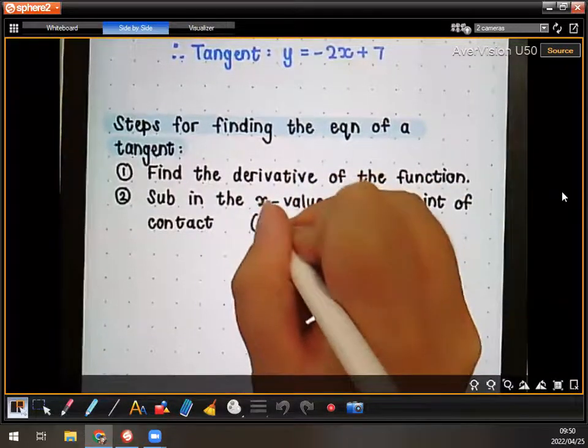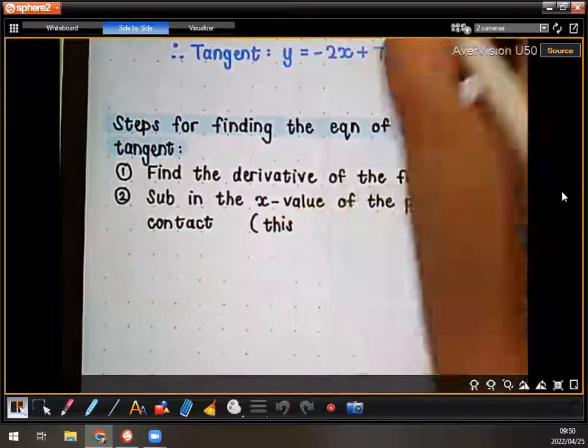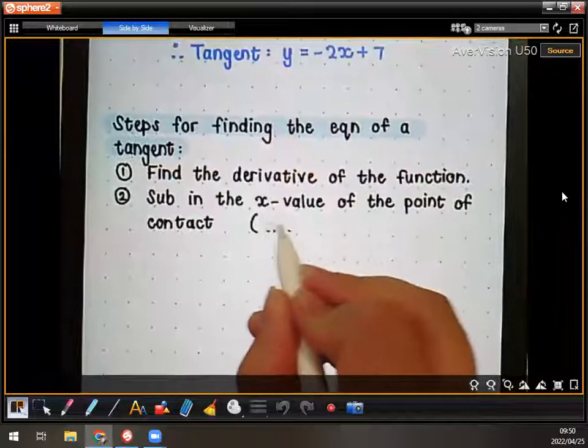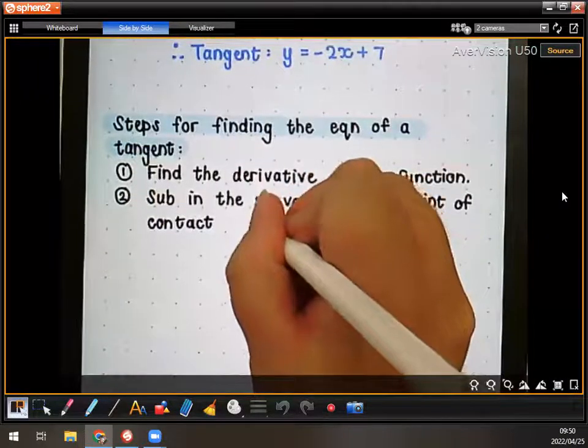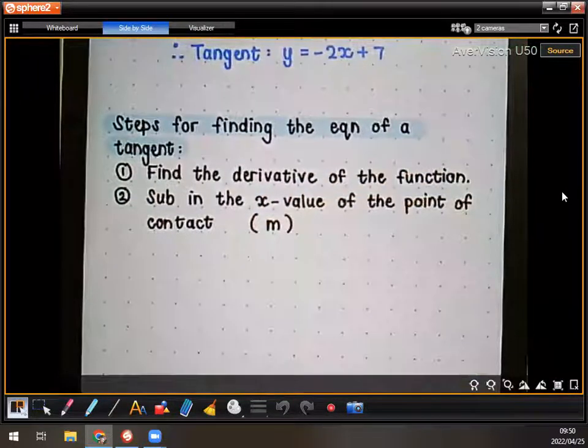And then this, no, I think not write it like that, sorry. Just put in brackets, that is then m. Okay, that is the gradient. Once you've done that, you have the value of the gradient.